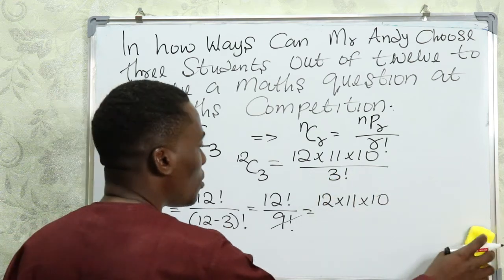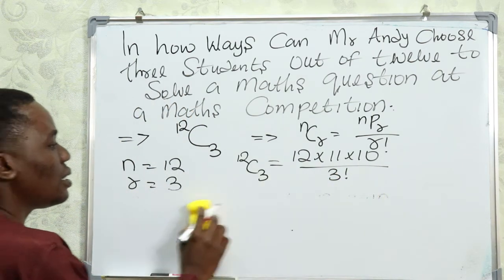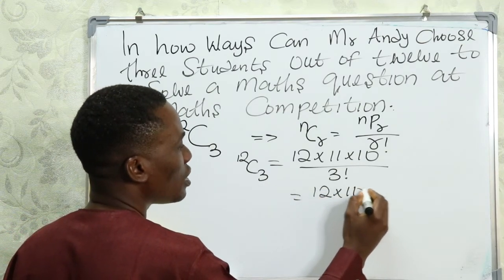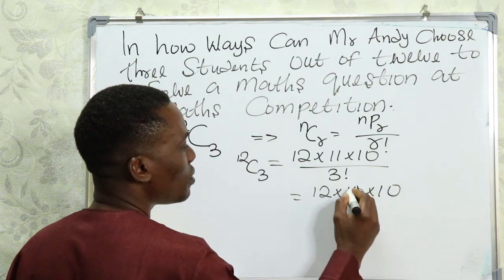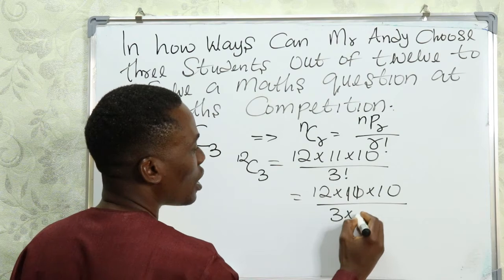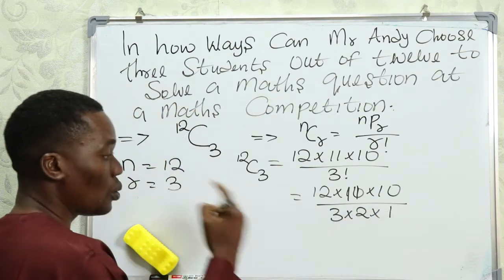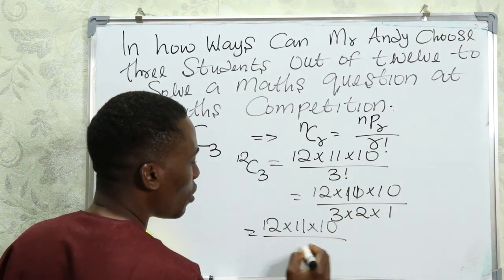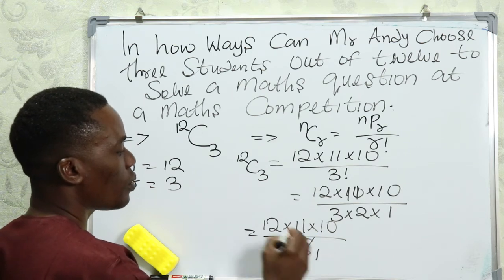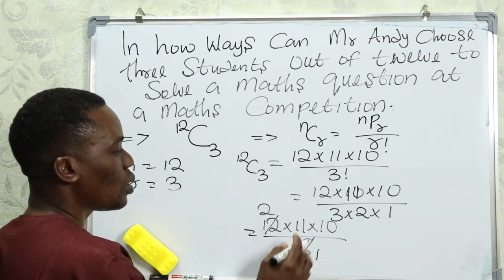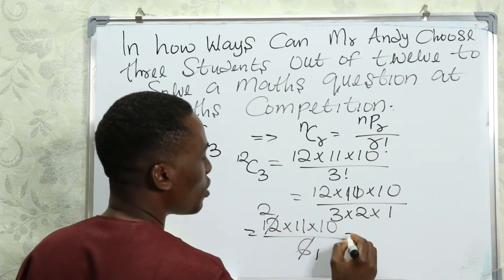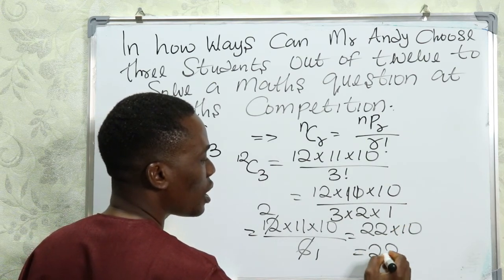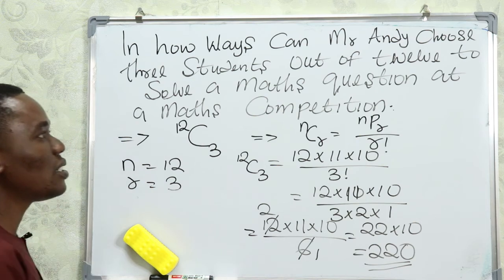Now let's look at how we can simplify this further. This will give us 12 times 11 times 10 divided by 3 times 2 times 1. So this will be equal to 12 times 11 times 10 all over 6. So 6 here will give us 1, and 6 will go into 12 to give us 2. Now 2 times 11 will give us 22, times 10. 22 times 10 will give us 220.